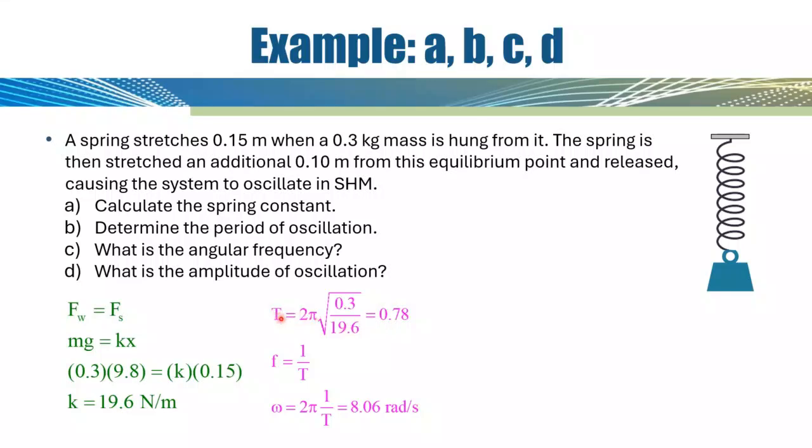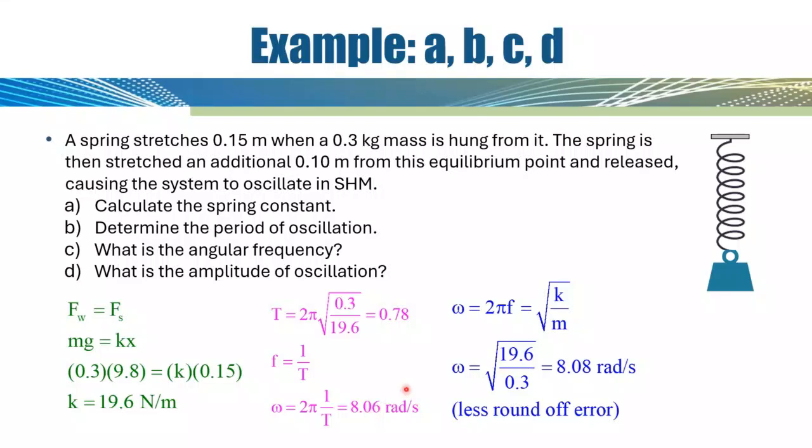We can get the angular frequency from frequency is 1 over period, so the angular frequency, which is 2 pi f, would be 2 pi times 1 over T, or about 8.06 radians per second. But I also want to remind you that there's another way to find angular frequency, and the angular frequency is also equal to the square root of k over m. And if I do it that way, I get 8.08 radians per second. There's less round-off error doing it this way, so I'm going to use this answer going forward.